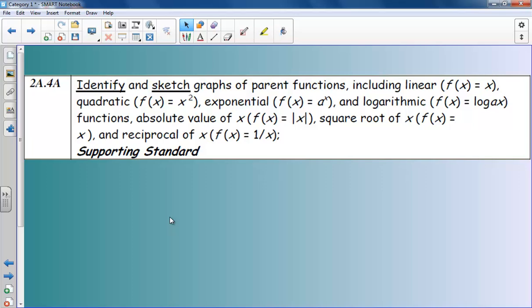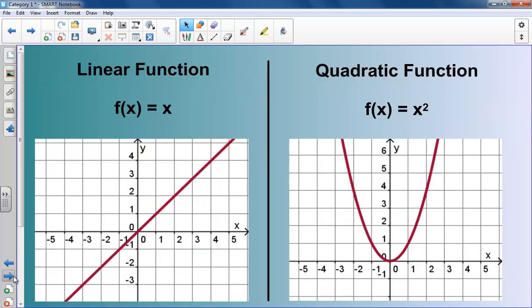So you have to be able to identify and sketch graphs of all of the parent functions. This is a supporting standard. It's not going to be as heavily tested. But if you don't know your parent functions, then you're obviously not going to know how to do the transformations or any of the other things.